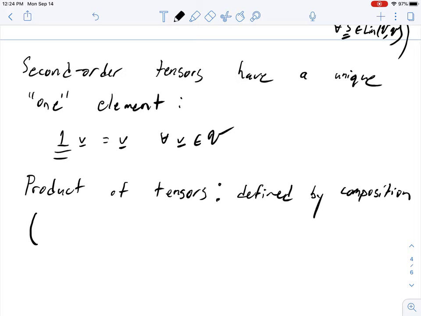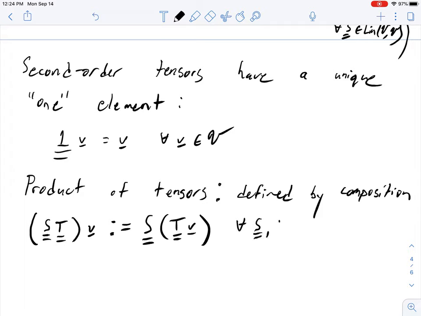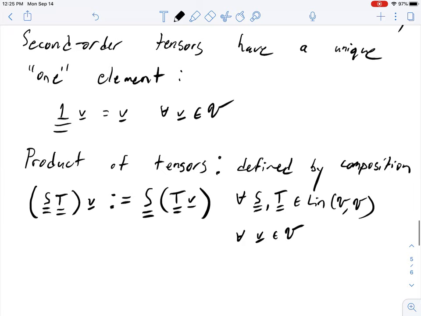So the tensor S times T acting on v is defined as S acting on the result of T acting on v, for all S and T in Lin V V, and for all v in the vector space.